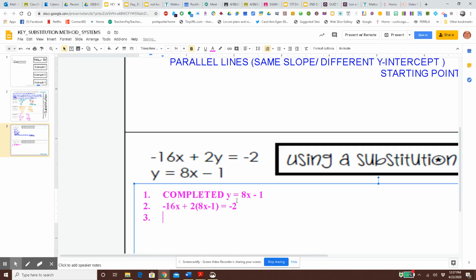So I'm going to have to do all my steps. I'm going to have to distribute. Negative 16x, that just can come down. Then 2 times 8x. 2 times 8 is 16, so bring down your x. And 2 times negative 1 would be negative 2, so I'm going to add a negative 2. That's equal to negative 2.